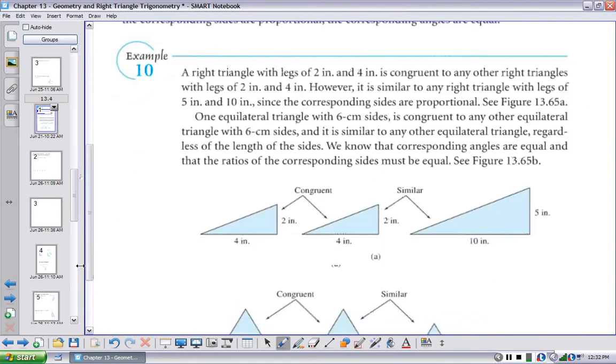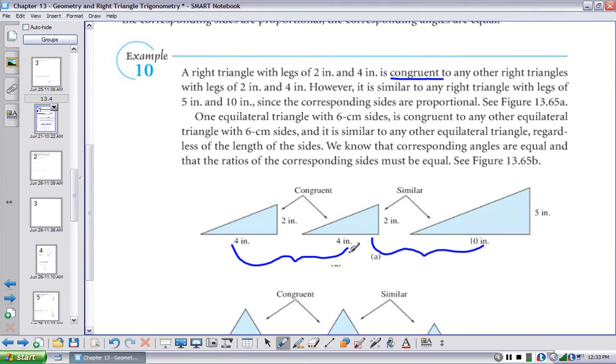So we're going to look at this example here. Example 10 says a right triangle with legs of 2 inches and 4 inches is congruent to another triangle with legs 2 and 4 inches. Okay, so here notice that you have the same measurement for the legs on a congruent triangle, and if the legs are exactly the same, then the angles have to be exactly the same as well. So these are congruent.